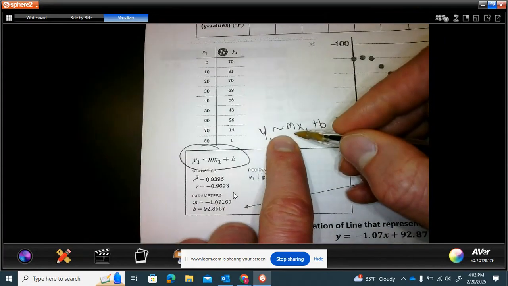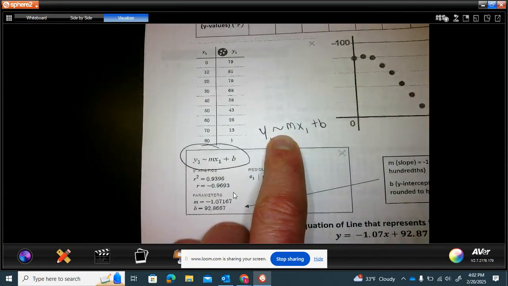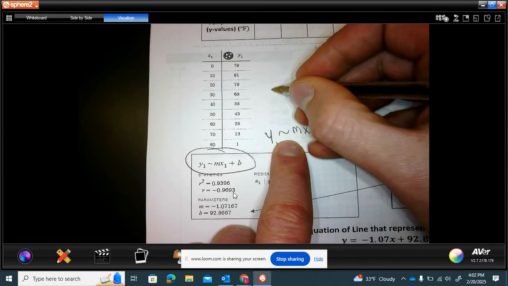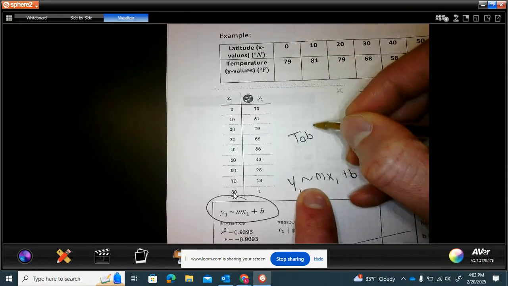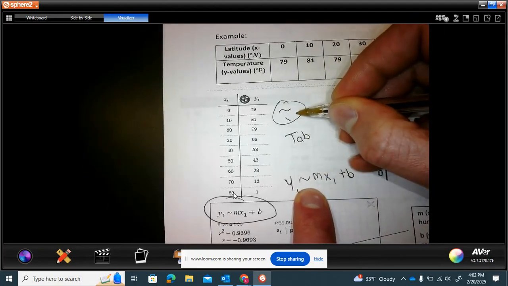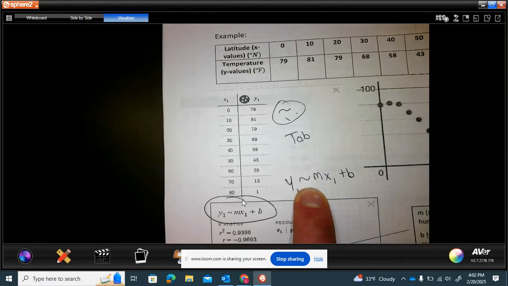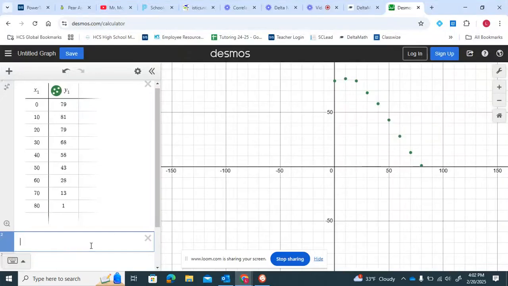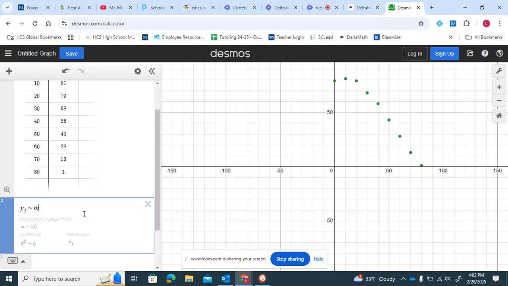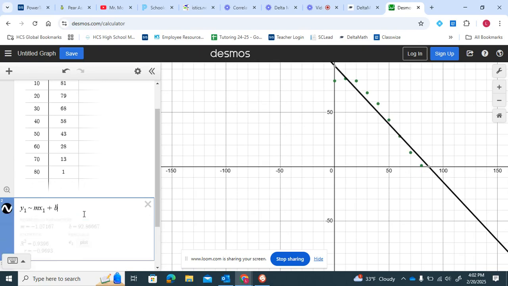This button is on your keyboard, and on my keyboard, at least, above the tab key, I have this and this. If you hit shift and this button, it should bring up that tilde. So let's type this in. I have my chart. I type in y1. I just click 1 and it automatically makes it smaller. I hit shift and that key, mx1 plus b. And you can see it plots the line of best fit.